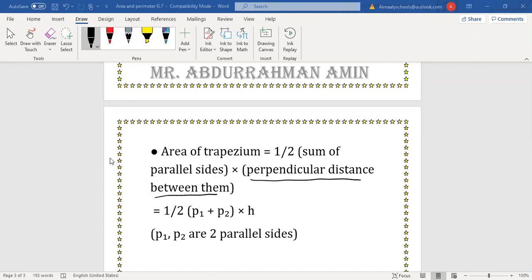Okay, the second shape. In the second shape, we have a trapezium, and the two parallel bases are 8 and 13. And the height is 8. I think you can calculate the area of this trapezium. Raise your hand to answer.